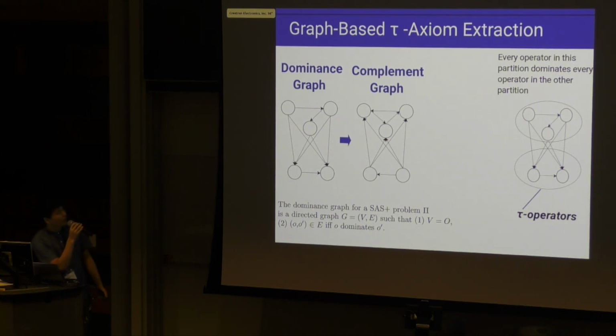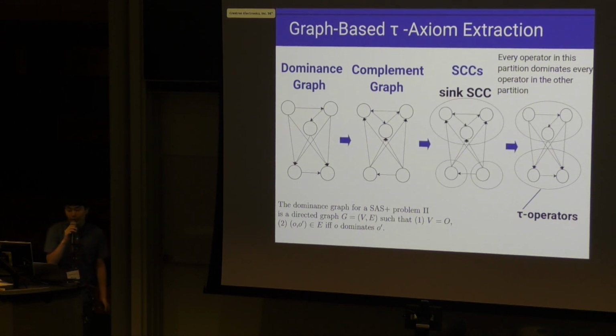So we consider the complement graph of the original graph, and we run a strongly connected component algorithm on the complement graph. And if we pick any sink strongly connected component with no outgoing edges to the other components, then in the original graph, there's an edge from every vertex in the component to every vertex in the other components. So we found tau operators. So that's how we extract tau operators.